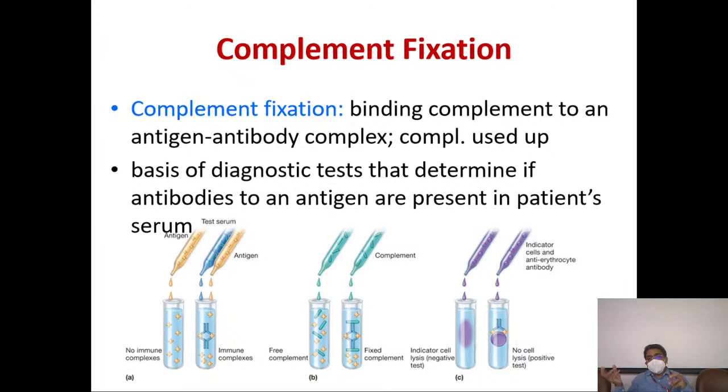Now we add a detector or indicator system, that is sheep RBCs and anti-RBCs, which will lyse these RBCs. So this reaction will only happen if complement is there. That will help in that reaction occurring.